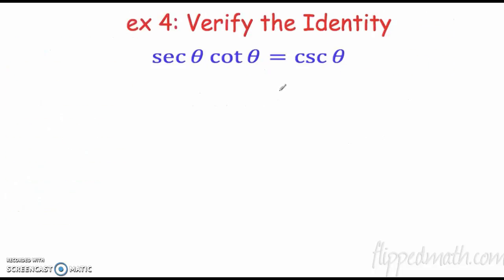Let's try a little bit harder one. Secant theta. Well, I know secant theta. I'm going to change that to 1 over cosine theta.